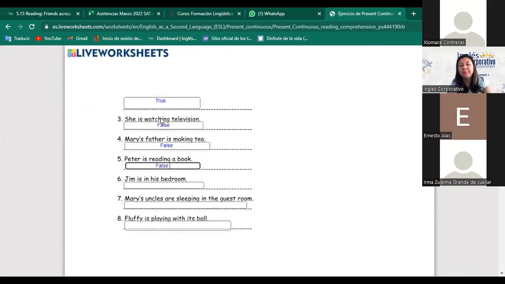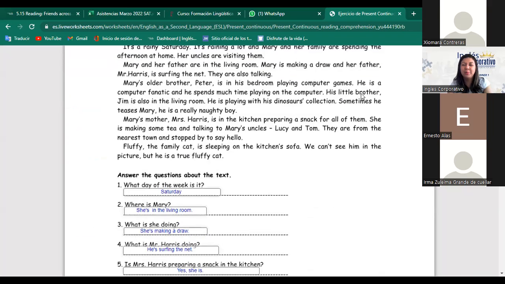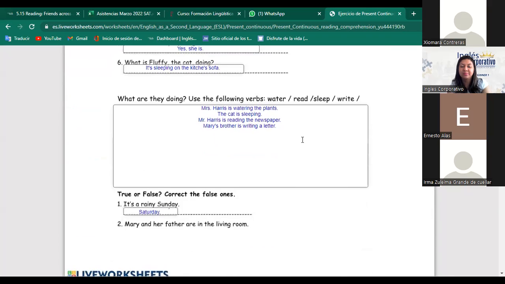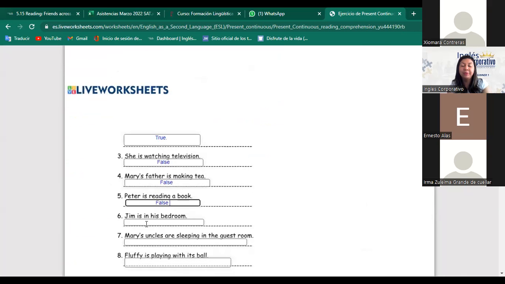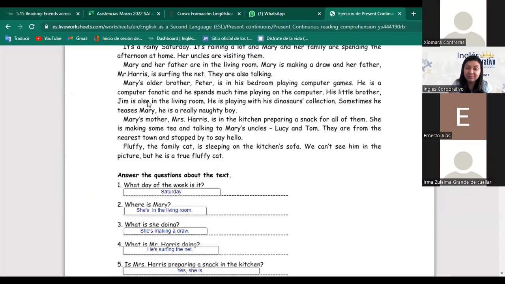False. Jim is in his bedroom. His little brother, Jim, is also in the living room. He's playing with his dinosaurs collections. Jim is in his bedroom, true or false? No, it's false. Jim is in the living room, not in the bathroom. Jim is also in the living room.